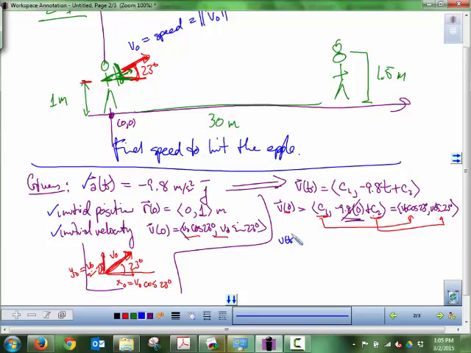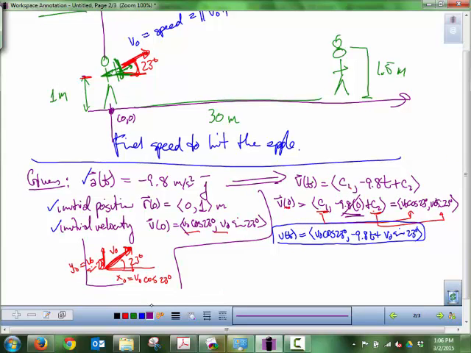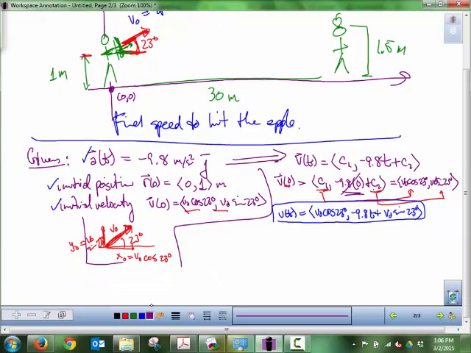So your v of t is equal to v naught cosine 23 degrees, comma, and then negative 9.8 t plus the c2, which we got to be v naught sine 23 degrees. Okay, so now for the position, let's get the position. We would integrate again.